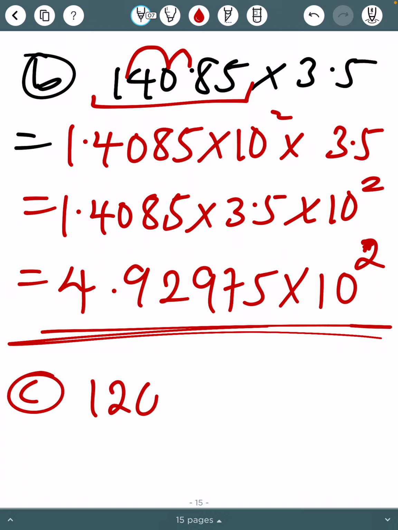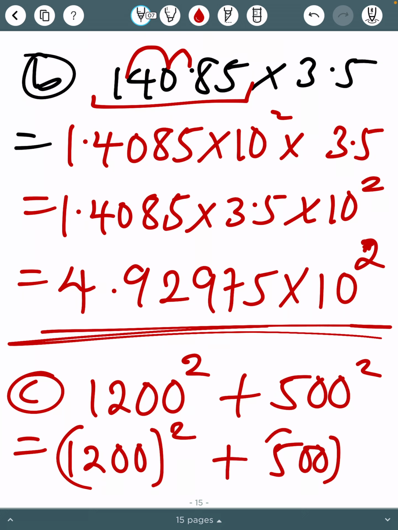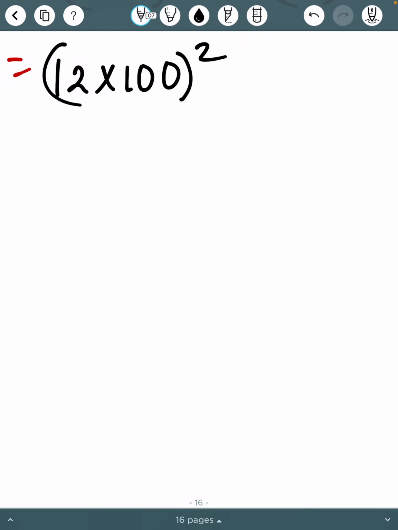This is 1,200 squared plus 500 squared. This is not a difficult question. I just need to separate the 1,200 from it. 1,200 raised to the power 2, 500 raised to the power 2. 1,200 on its own is 12 times 100 raised to the power 2. Then 500 too is 5 times 100 raised to the power 2.